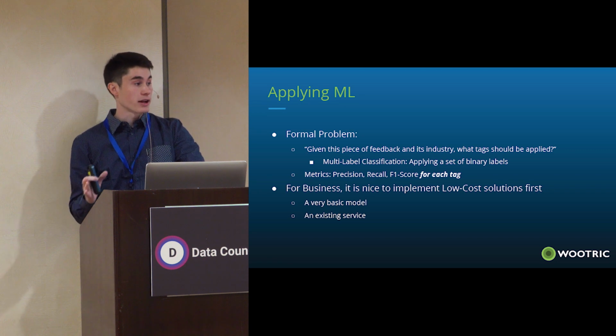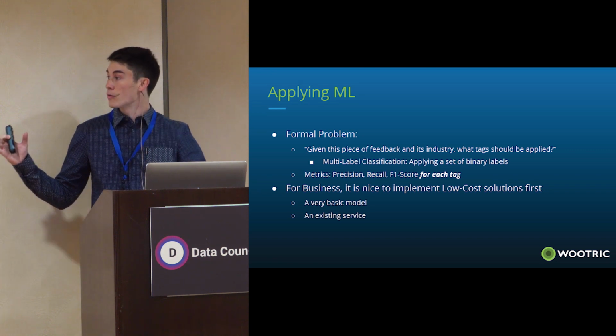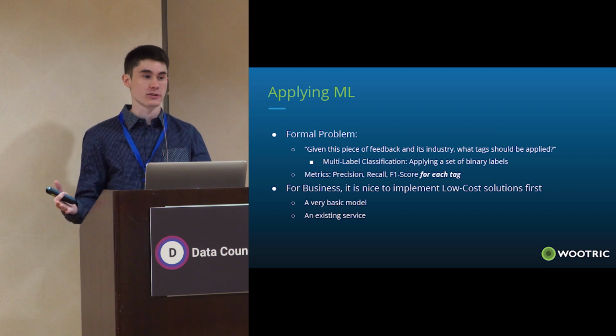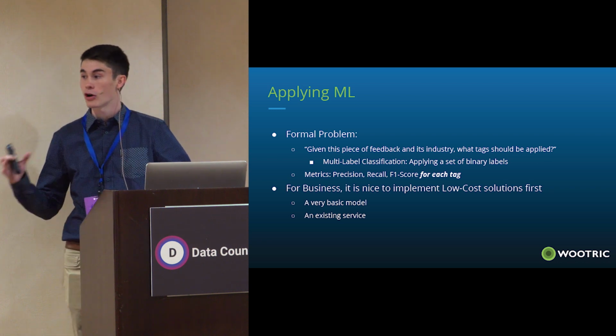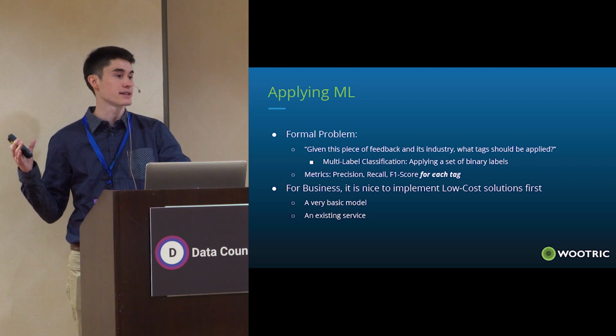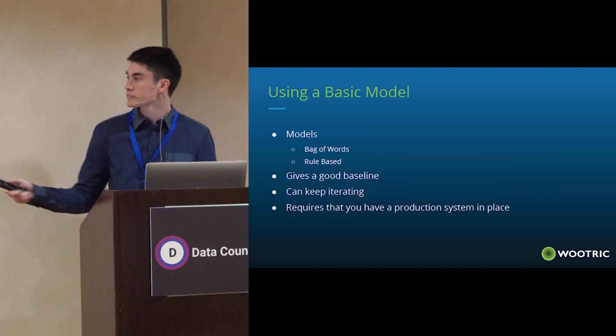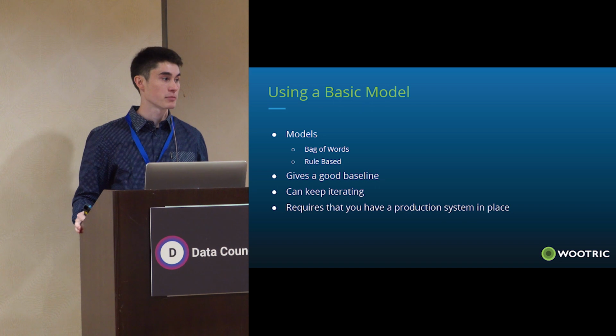So now that we're applying machine learning to this problem, we have to decide how to go forward. For business purposes, usually cost-efficient and time-efficient solutions are a little bit easier to implement and nice to start with. So I'm going to take you through our first approaches, which were using basic models and utilizing an existing service. For basic models in NLP, the most basic model is bag of words, and it's very common because it shows good success and it's very easy to implement.